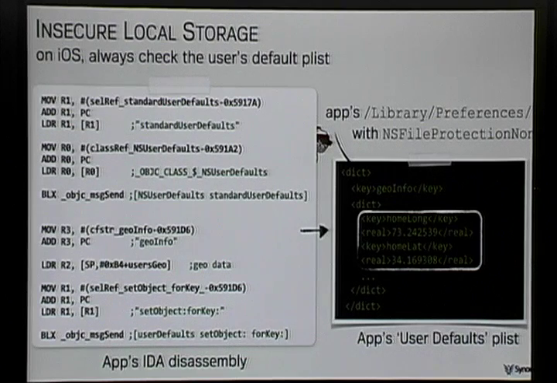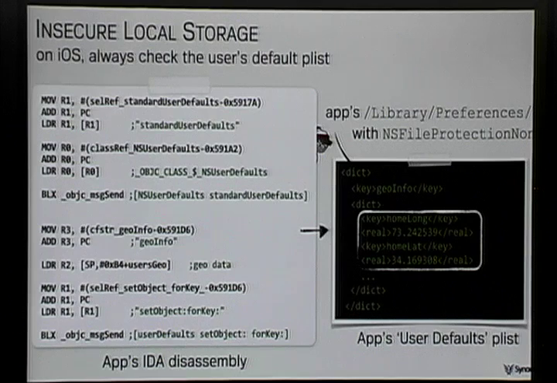The developer does not have to worry about opening files, closing files, writing stuff to files. They can just basically treat it as a dictionary, and iOS will take care of writing everything out to file. So because of this convenience, a lot of people abuse it. And unfortunately, a lot of times we see geolocation information stored in this file.